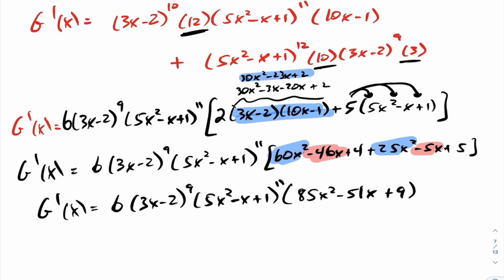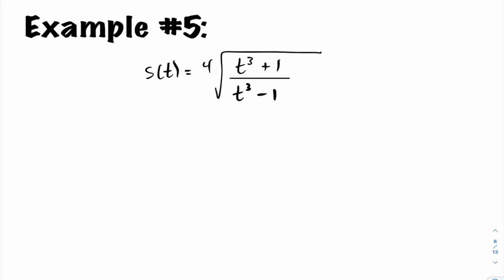A quick discriminant check on this quadratic will yield complex roots, so we know we are fully factored in terms of the real number system, and we are done. Let's look at another question. So for this question here, again, always write it in its radical form so you can kind of see what to do here.